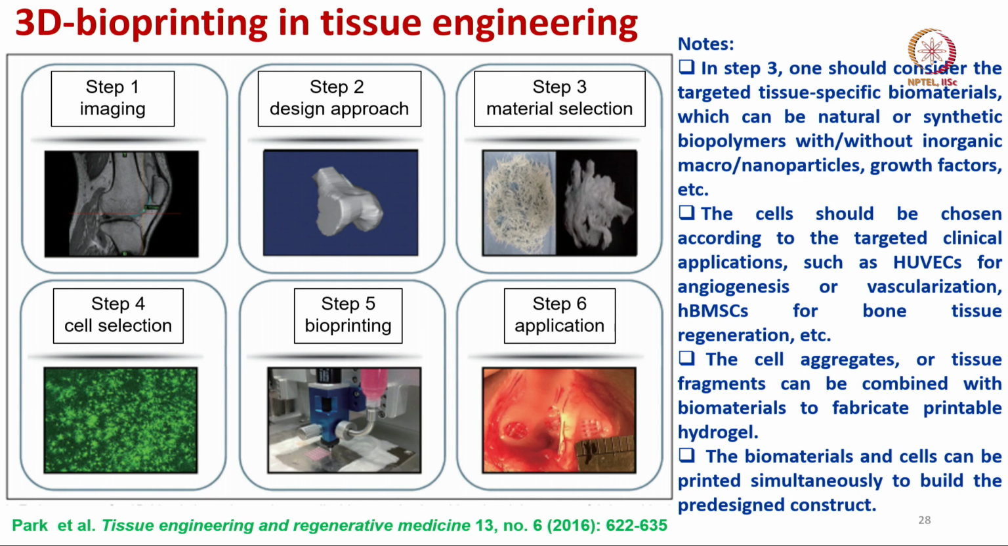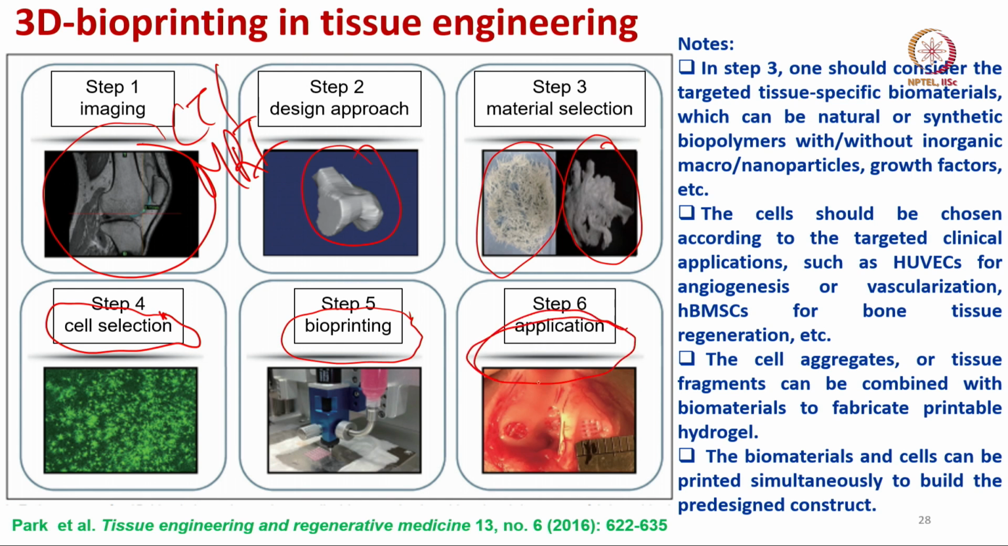Step 1 is the imaging. For example, this is the CT scan image or MRI image of a patient. Step 2 is the design. Based on that, what is the design approach. Step 3 is the materials, like what is the scaffold that you are going to use. Step 4 is the cell selection. Cell selection means what are the cell types that you will be using for this targeted application. Step 5 is the bioprinting, that you need to do to take the scaffold, to consider the cells, impregnate and then do the scaffolds, and step 6 is the application. These applications are more for clinical applications.